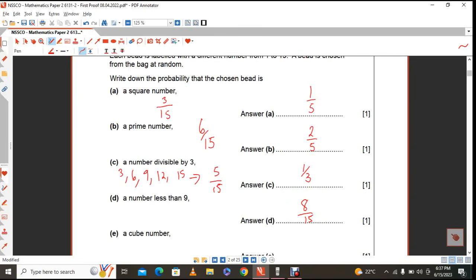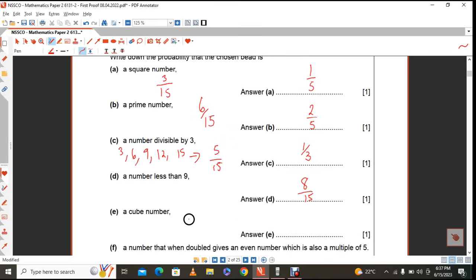Then, the next one is a cube number. If you look at cube numbers, remember, if I have to write them down, 1 is a cube number because 1 times 1 times 1 gives you 1.